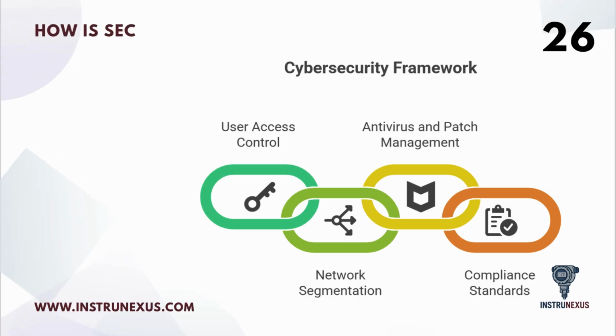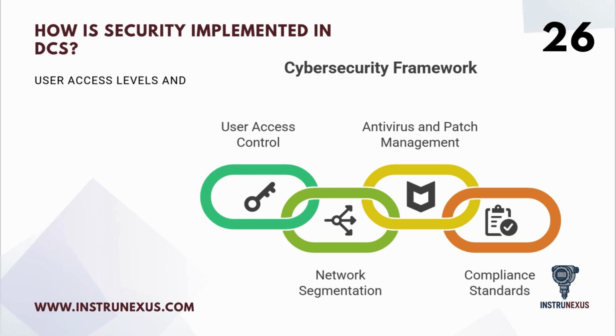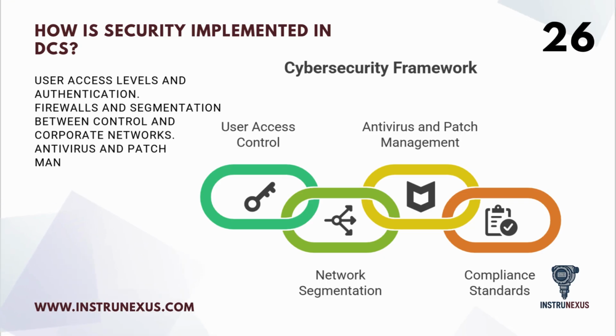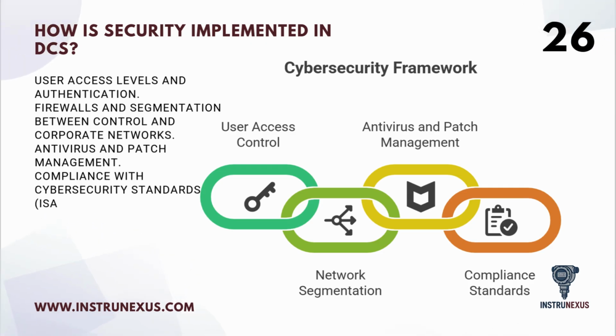How is security implemented in DCS? User access levels and authentication. Firewalls and segmentation between control and corporate networks. Antivirus and patch management. Compliance with cybersecurity standards, ISA/IEC 62443, NIST.